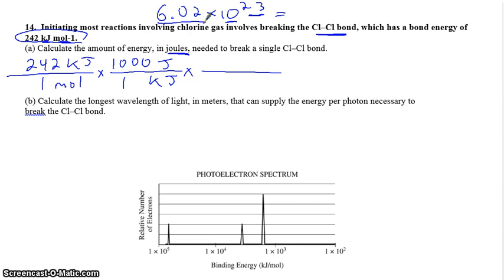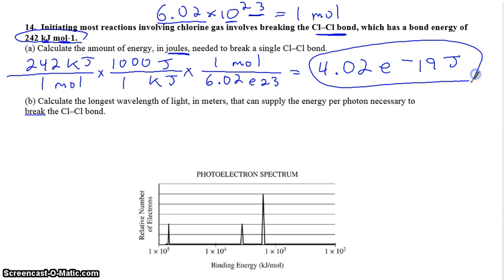In the morning. And so this is 1 mole of anything. So 1 mole equals 6.02 times 10 to the 23rd. If you do this quick little conversion, you should get yourself 4.02 times 10 to the negative 19 joules, which corresponds to one little tiny bond, which has a tiny, tiny amount of energy, which makes sense.